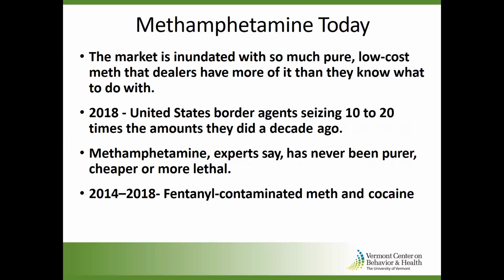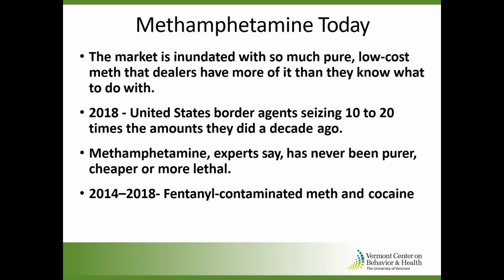The current situation with methamphetamine in the US is that we're seeing extremely high potency methamphetamine coming across the border. It's made with a new formula. It's called the P2P method, which produces a more potent form of methamphetamine, and it's being made in very large quantities, and the cost is much lower than it has been for many years. Actually, the cost is lower than it's ever been. The border agents are seizing 10 to 20 times the amount they did a decade ago, and it's never been purer, cheaper, or more lethal.